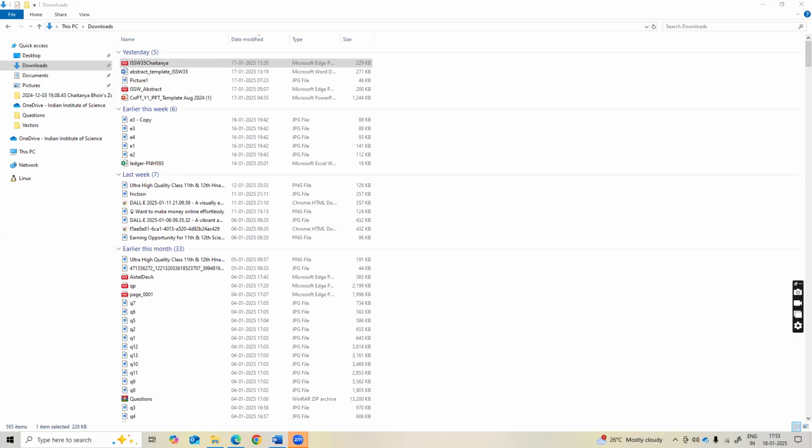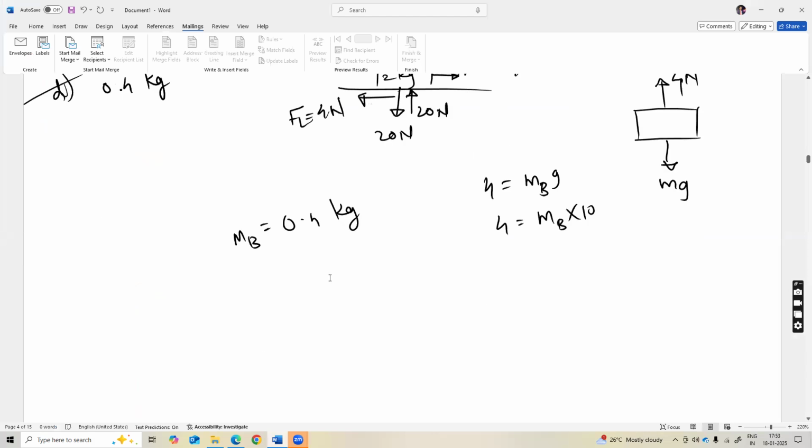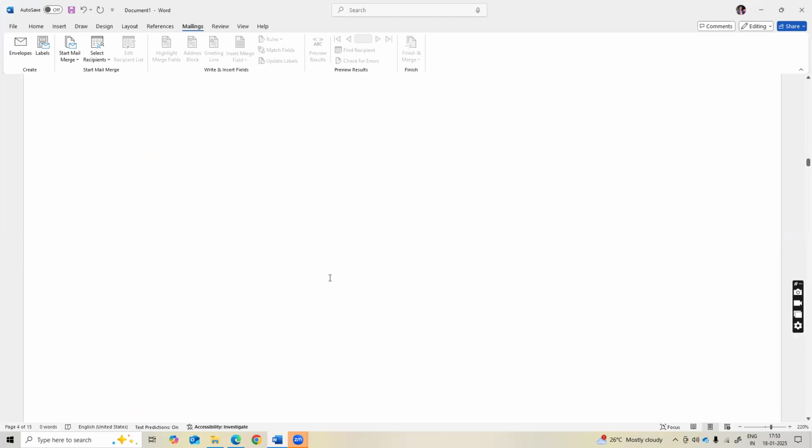Till now we have seen that the system was not moving, or it was on the verge of moving, so we used to find the limiting friction. Now let's see what will happen if it is moving.